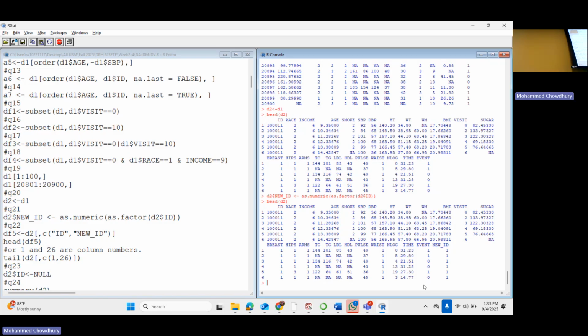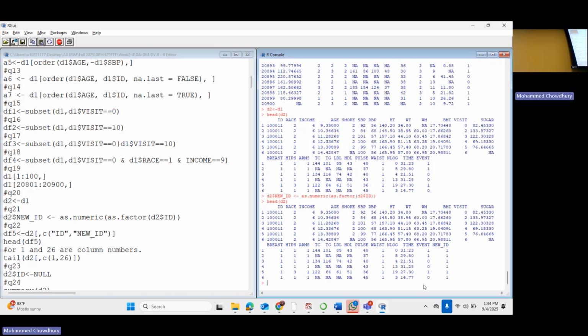D2 is the data, the $ sign is the separator between data and variable. Remember, what is the $ sign? Moolah, right? The $ sign is the separator between data and variable. Okay, so I took the D2 data, I took the ID variable from the D2 data and converted it as.factor. After as.factor, I am putting it as.numeric. So now it has become numeric.